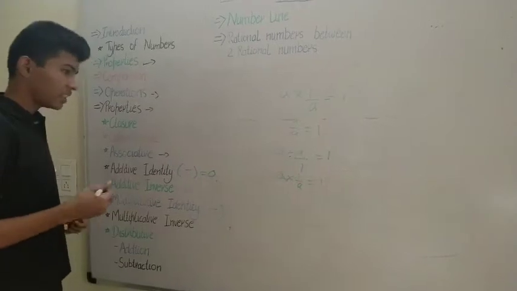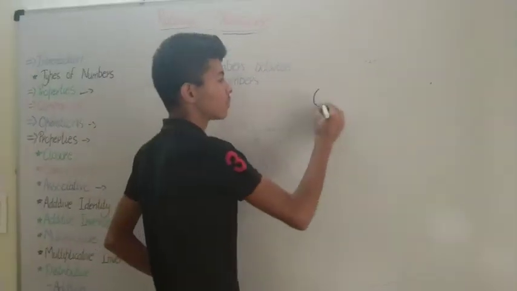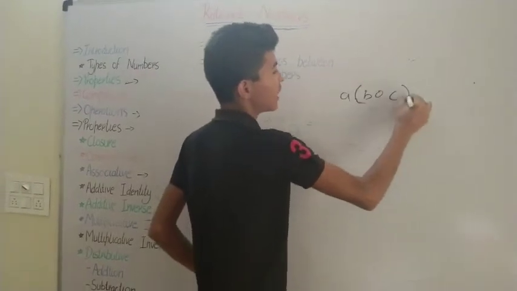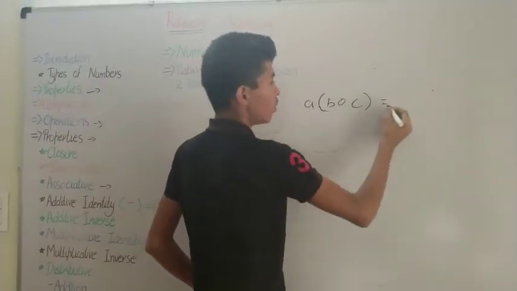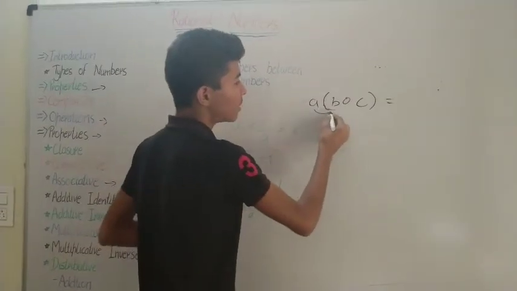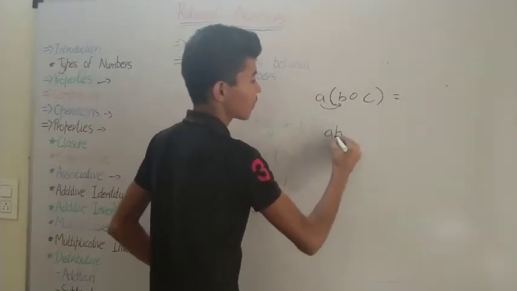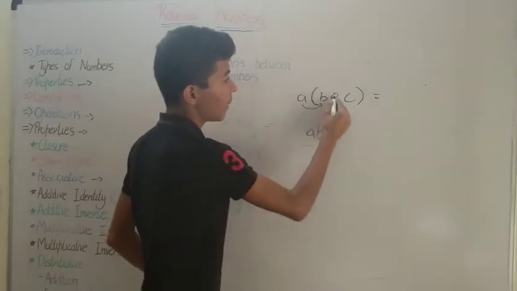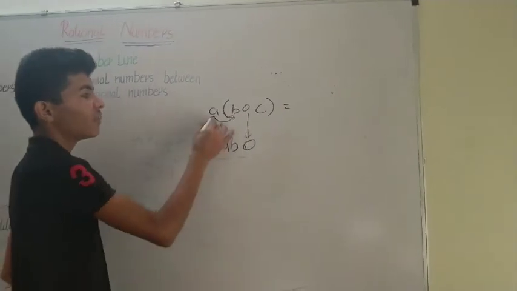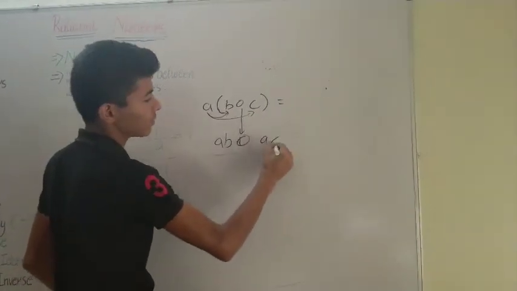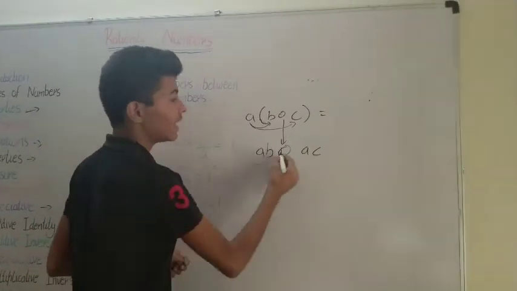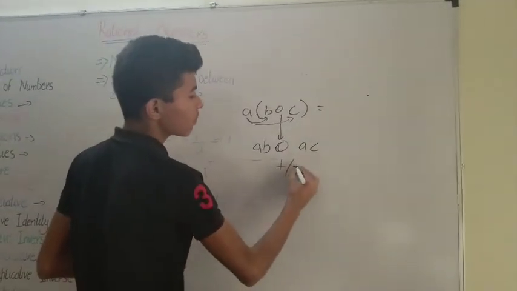The distributive property states that if we have a and we have the numbers b and c inside the bracket, it should equal ab plus ac. Let's prove it. If a number is multiplied by b, we get ab, and the same number is multiplied with the bracket, the same number comes here directly, and if you multiply a by c, we get ac. And there are mainly two operations present here, addition and subtraction.